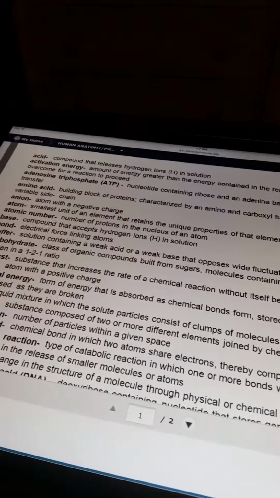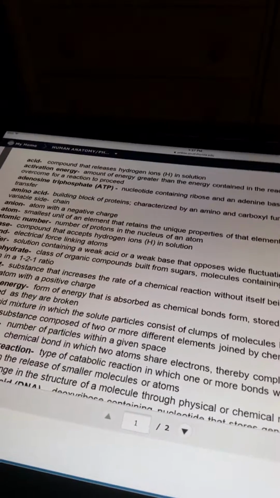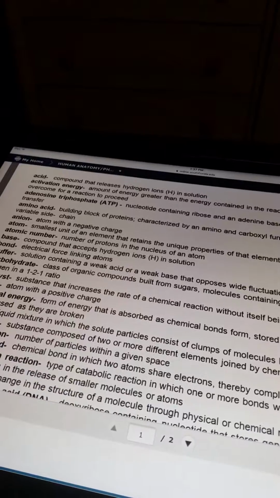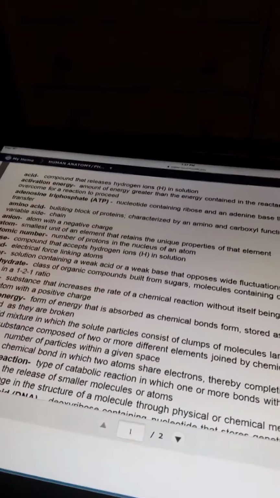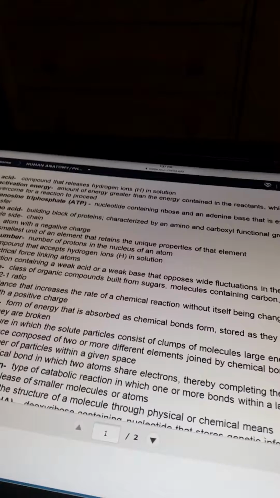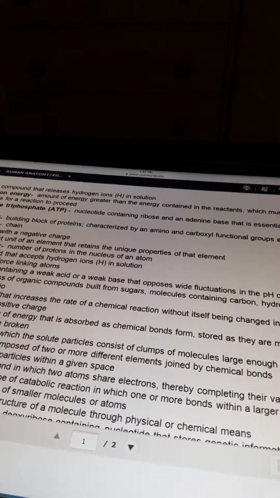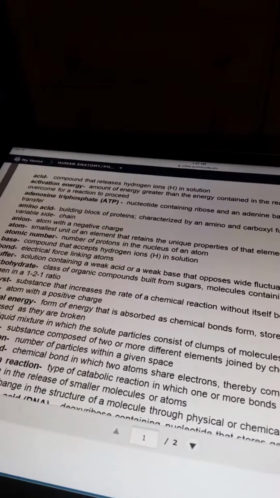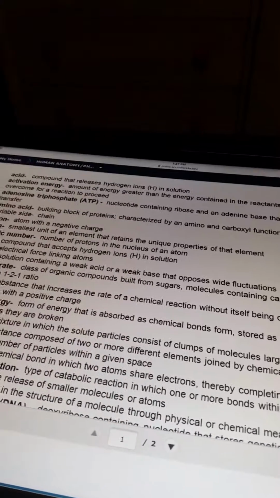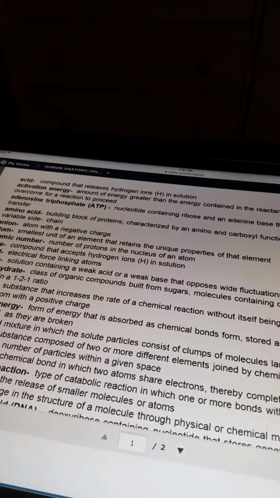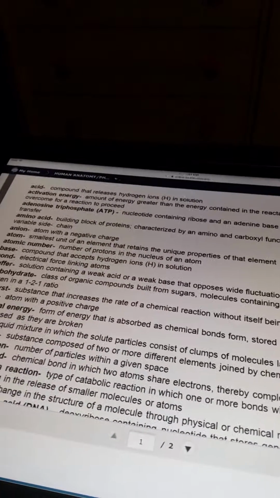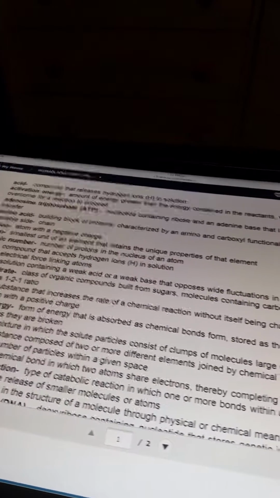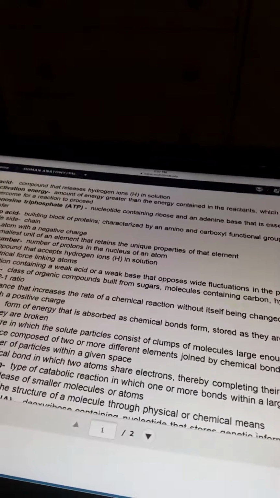Atomic number, number of protons in the nucleus of an atom. Base, compound that accepts hydrogen ions in solution. Bond, electrical force linking atoms. Buffer, solution containing a weak acid or a weak base that opposes wide fluctuations in the pH of body fluids. Carbohydrate, class of organic compounds built from sugars, molecules containing carbon, hydrogen, and oxygen in a 1:1 ratio. Catalyst, substance that increases the rate of a chemical reaction without itself being changed in the process.